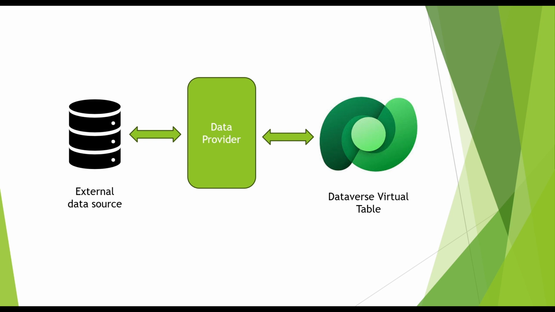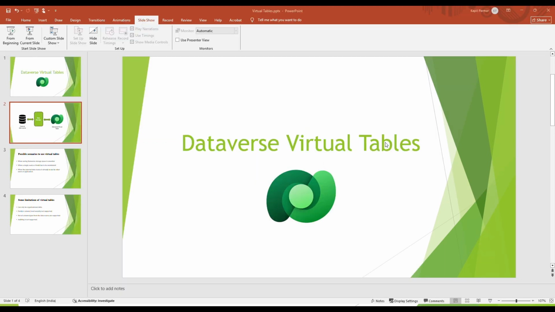In this slide, we can see we have one external data source and a Dataverse virtual table, and both are connected by a data provider. And you can see we have bidirectional arrows also, which means whatever updates are done in one data source get reflected in the other data source. So now we'll go ahead and create a virtual data table.